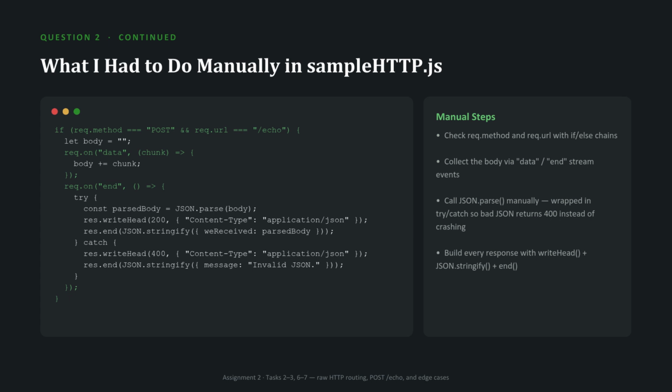So in the sample http.js, what I had to do manually was check req.method and req.url with if-else chains to route the request, set headers and status codes, as was in the assignment, and also collect the request body by listening to the data and end events, since the body arrives as a stream in chunks. Manually call JSON.parse, and build every JSON response with JSON.stringify.